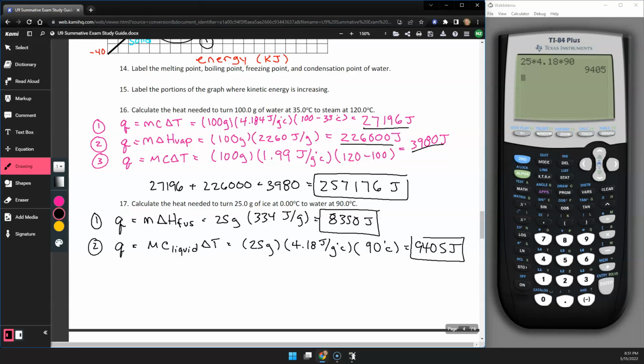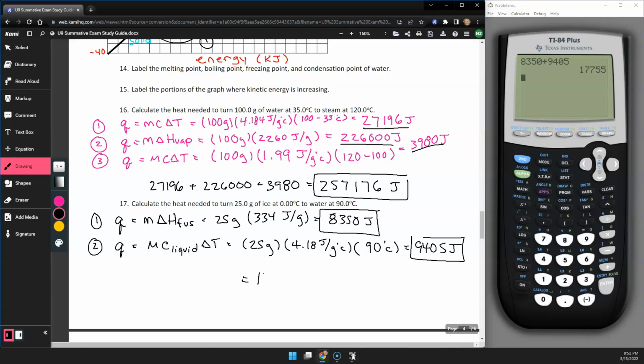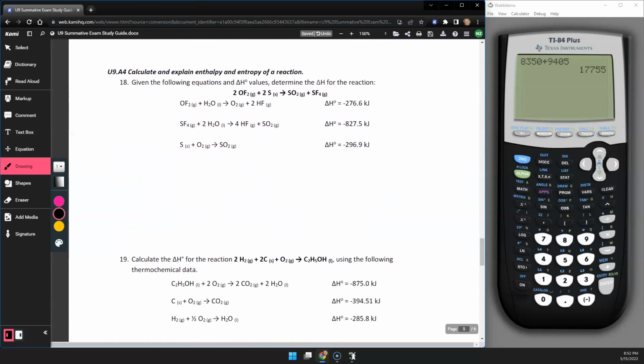Now we just add those two numbers together to get our total energy. 8350 plus 9405. There we go. All right.